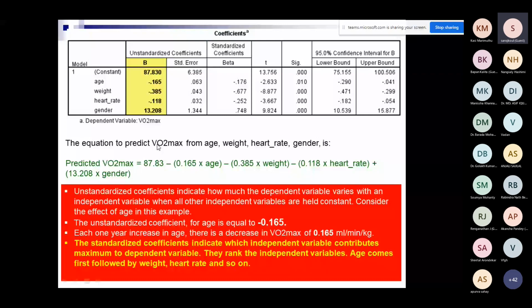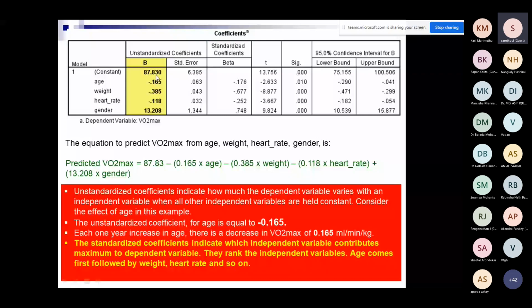So the unstandardized coefficient indicates how much the dependent variable varies with an independent variable when all other independent variables are held constant. Consider the effect of age in this example. The unstandardized coefficient for age is negative 0.165, meaning when age increases by 1 year, there is a decrease in VO2 max of this much, due to the negative sign.